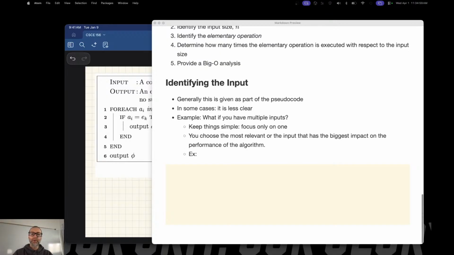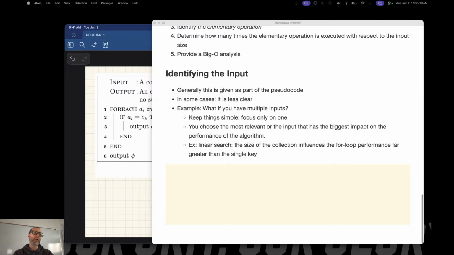And again, our example here is linear search, right? The size of the collection will influence the for loop performance far greater than the single key, right? So the input size in this case, we would say A. Right? Here's another example.